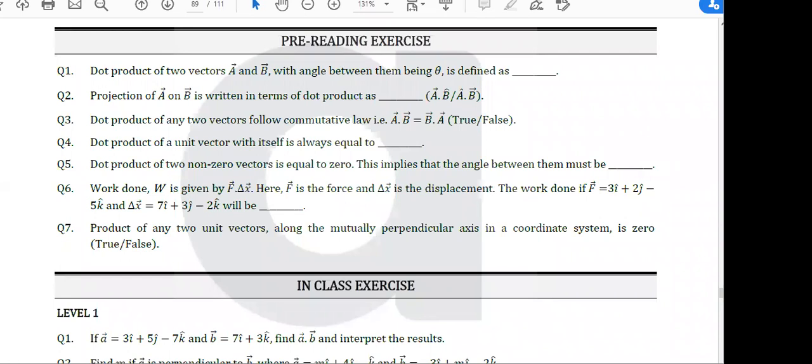See, the answer is zero. Check everyone, the answer should be zero, right? Look, the I dot I component: 3 into 7, how much is that? 21. Again, there is no J component, so there will be no J component. Then the K component: minus 7 into 3, minus 21. So minus 21 plus 21 is 0. You can keep 7 I cap plus 0 J cap plus 3 K. So it will be zero only.